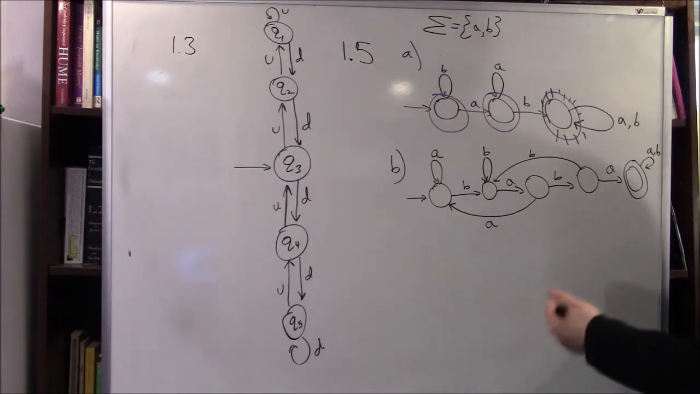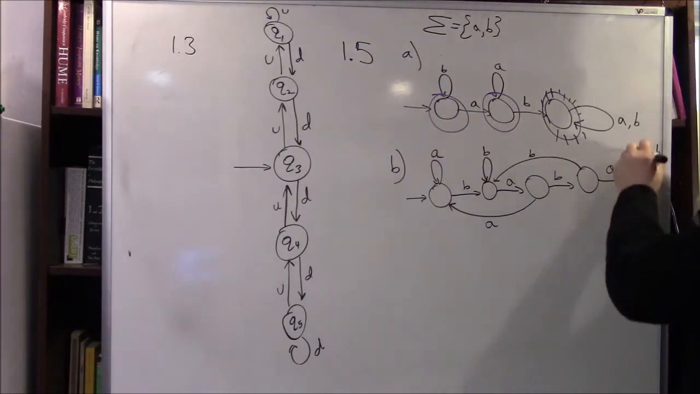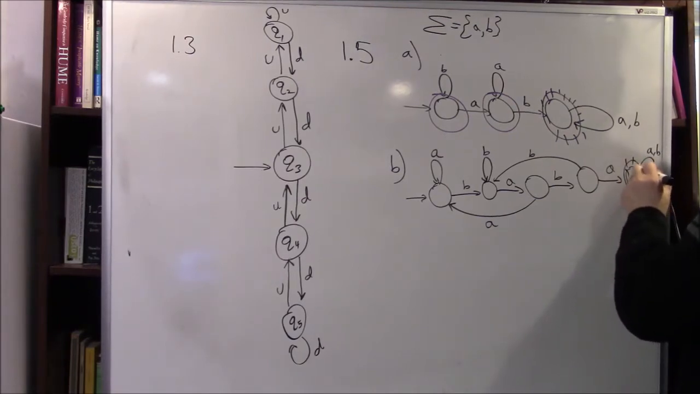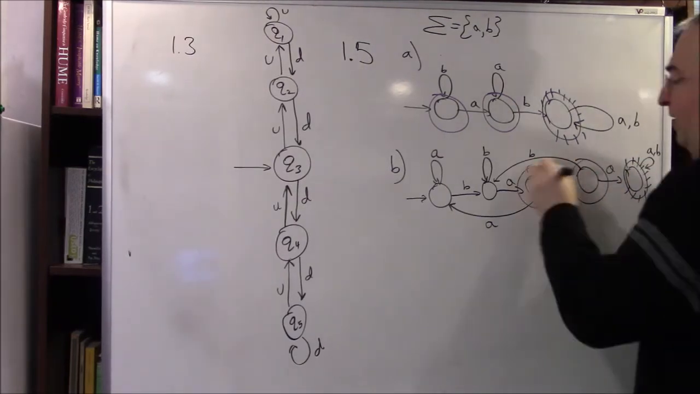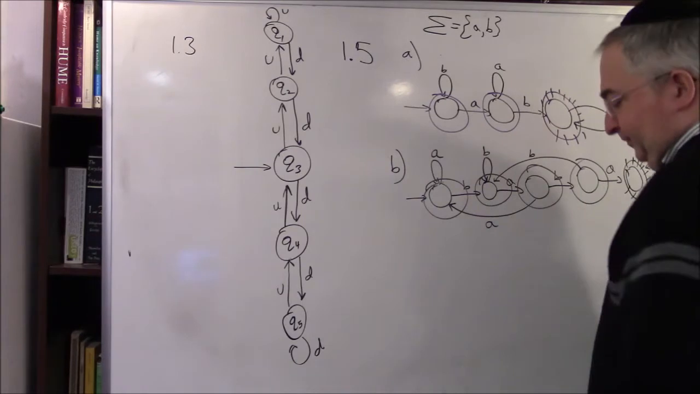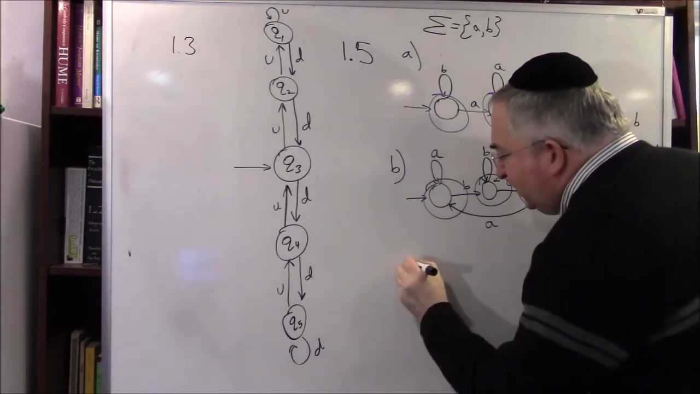Okay? And now you do the same thing. You swap: this is not an accepting state, and everything else becomes an accepting state. Okay, that takes care of that. Let's do C.